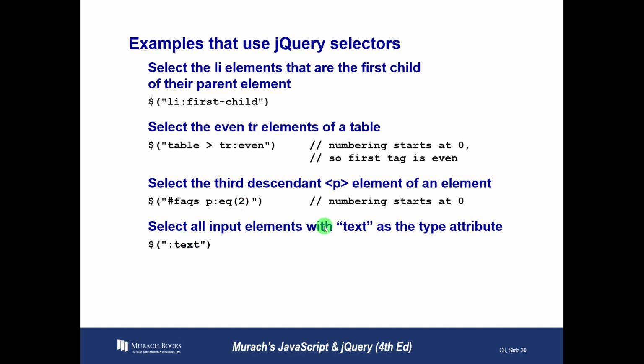Here's one. Select all input elements that have text as the type attribute. So every element on this page, because we don't specify an element type, anything that has a text attribute, we're pulling out with that.